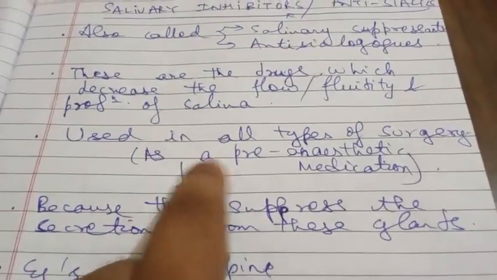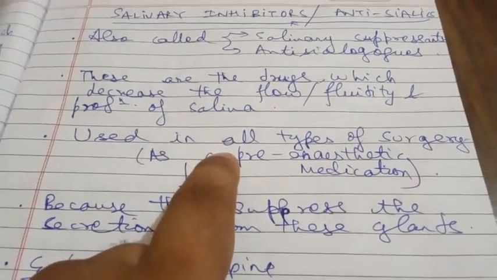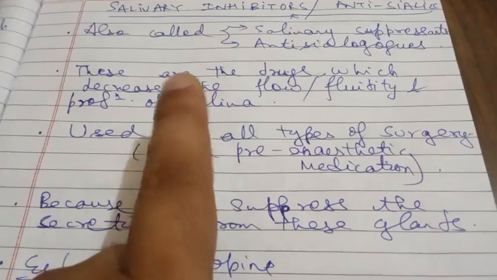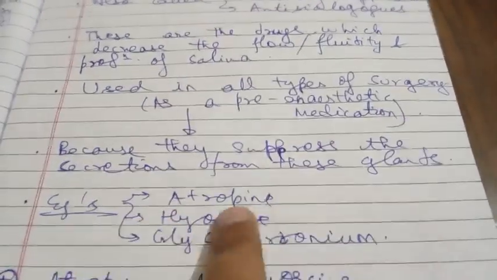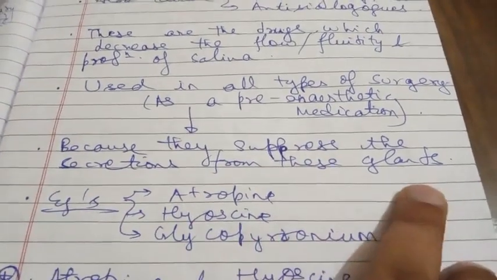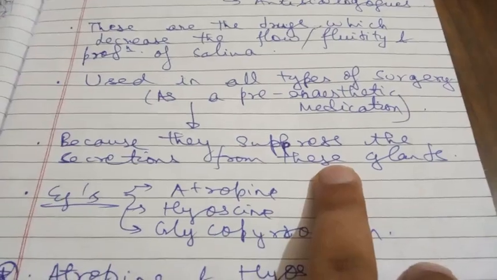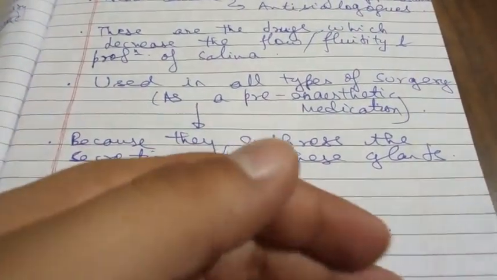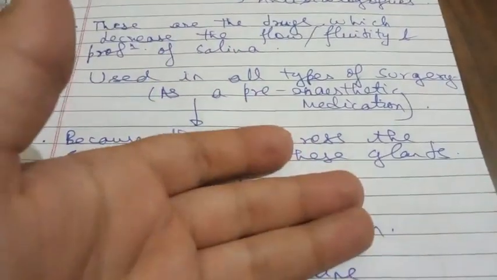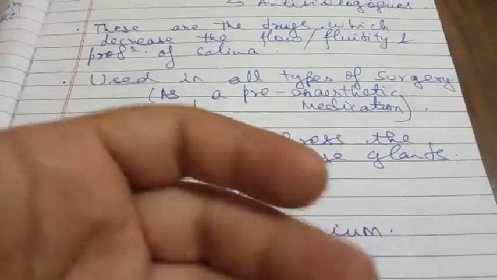Okay. So now these are used in all types of surgery as a pre-anesthetic medication. This is the main use of anti-sialagogues. They are used as a pre-anesthetic medication in various types of surgeries. Okay, because they suppress the secretion from all these glands. For example, salivary glands, bronchial glands, all of these glands, the secretion will be suppressed. So this will aid in surgery because there will be no secretion, so surgeons can easily perform the surgery in animals.